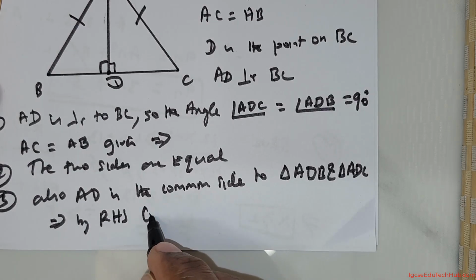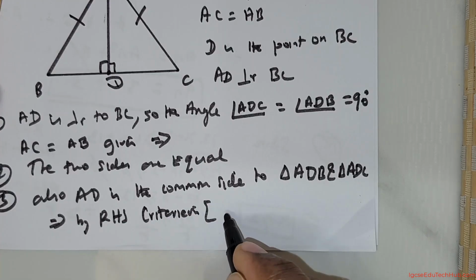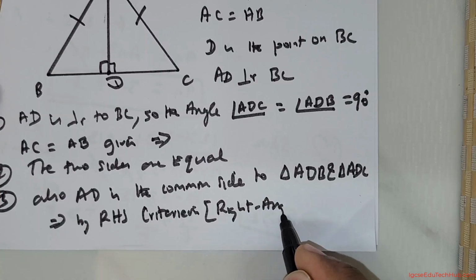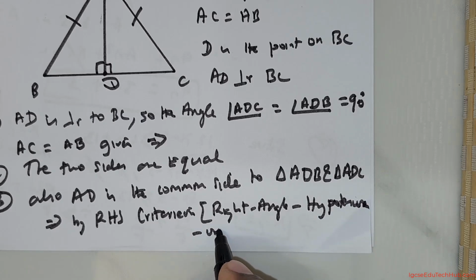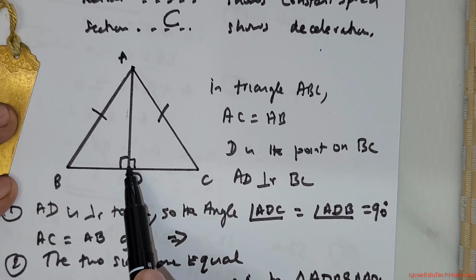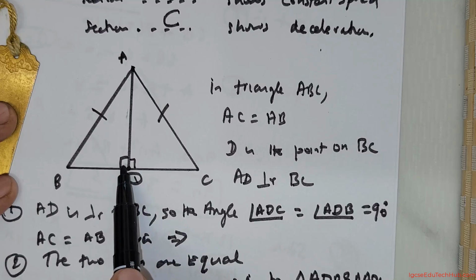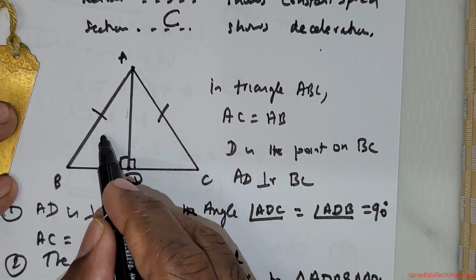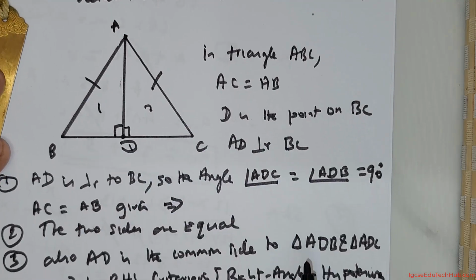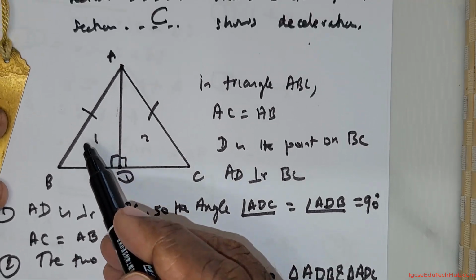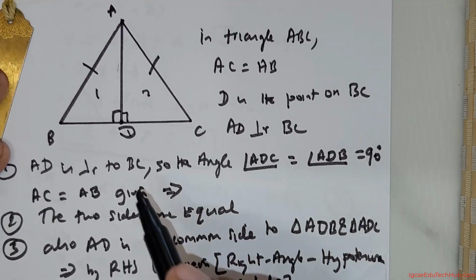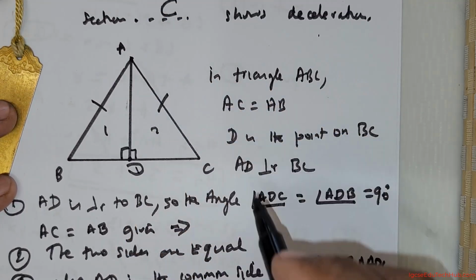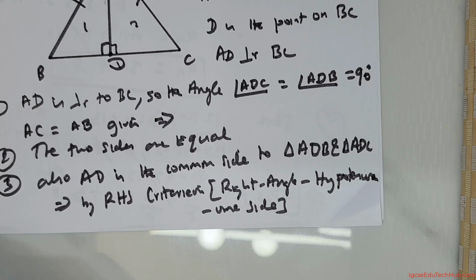Now what do you mean by RHS criterion? It's called a right angle, hypotenuse, and then one side. That is the meaning. That means we have the right angle of triangle 1 and triangle 2, right? We got a right angle for them. And then the hypotenuse side, AB is same as AC. That's the second criteria, second condition being satisfied. And then you got one side that's common to them. So by this criteria, we conclude.